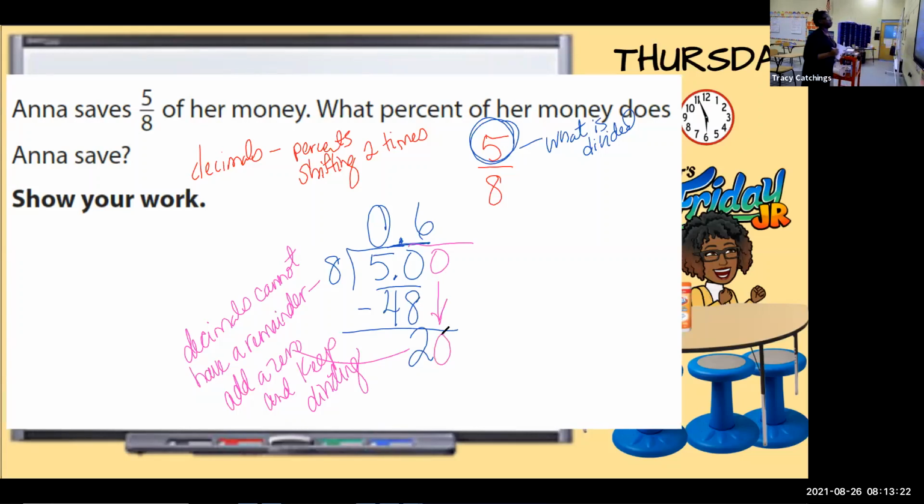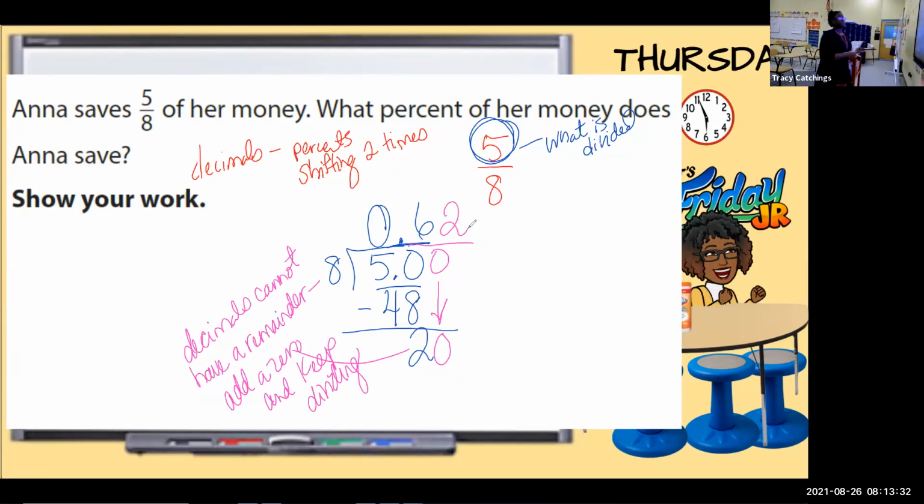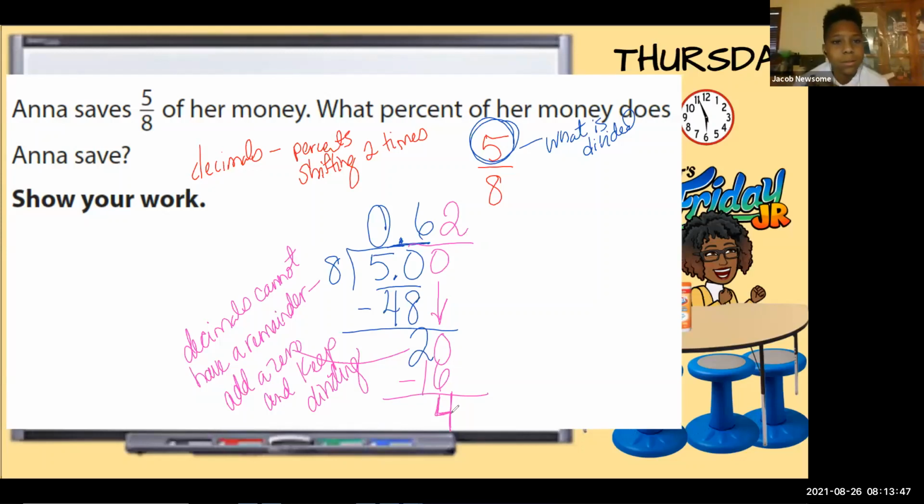So now we have 20 being divided by 8. What's 20 divided by 8? 2. All right, and then 2 times 8? 16. Good job. All right, 20 minus 16 will get us to what? 4. Awesome. Can we have that remainder? What do we need to do? Keep dividing. Good job.